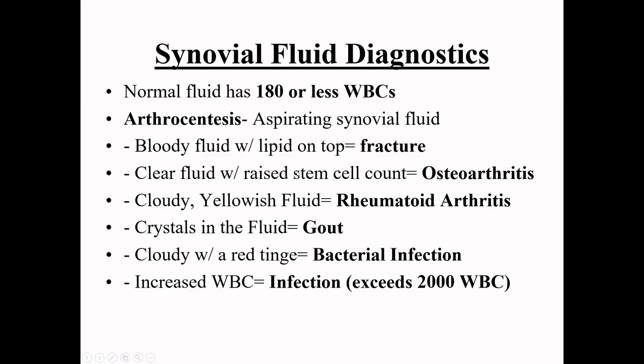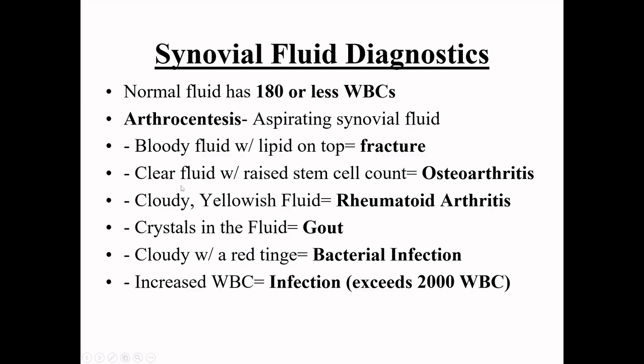So when we look at it, if the fluid appears bloody and has a lipid layer on top, so it's bloody in coloration but it has a little fatty layer floating on top, that's going to be indicative of a fracture. One of the joints, or one of the bones coming into this joint, has a fracture in it somewhere, and it may be like a hairline fracture, something that we missed on plain films or radiographs, and so we'll be able to pick it up if we aspirate some of that synovial fluid. So fracture, if it's bloody and has a lipid layer on top.